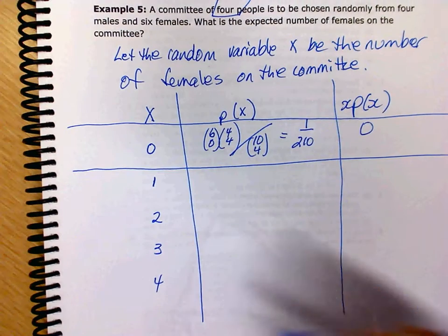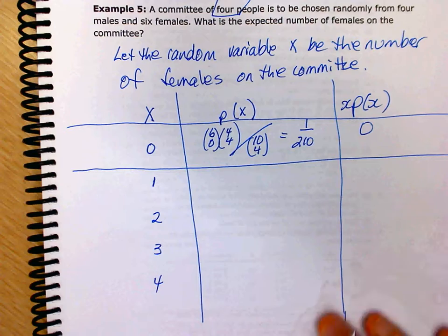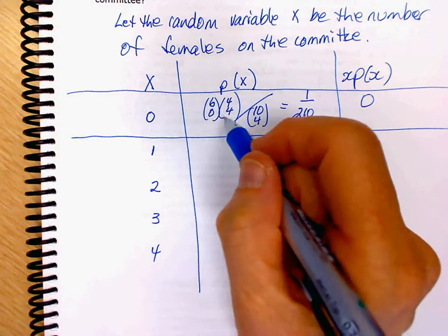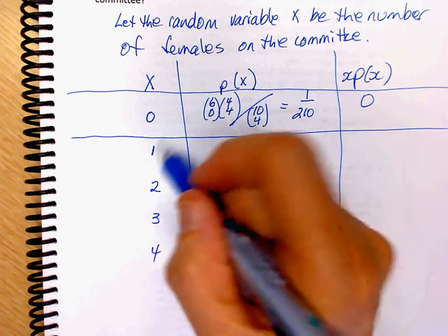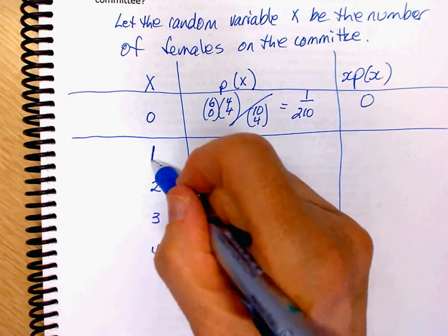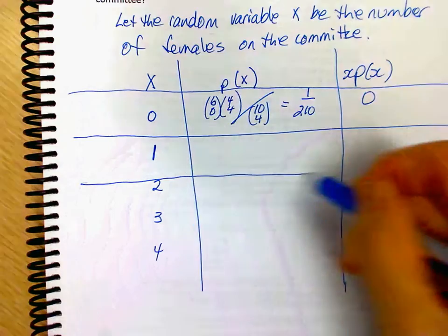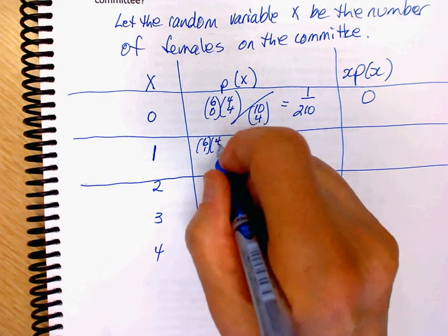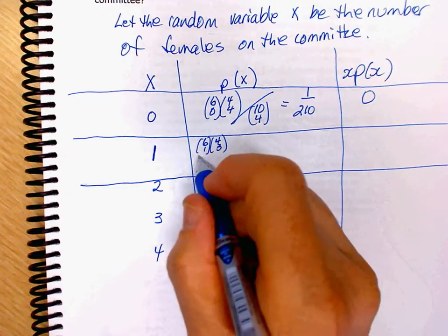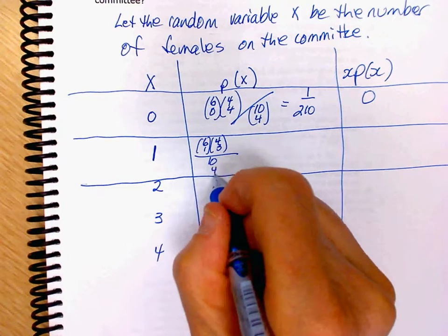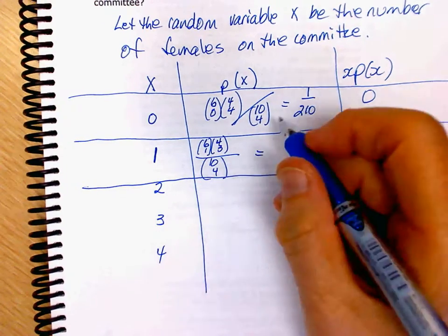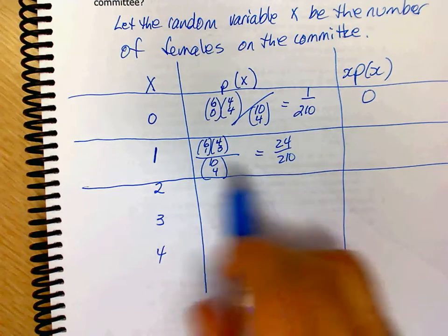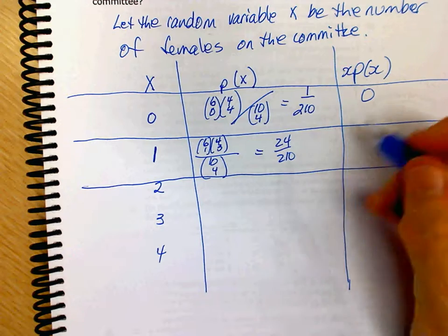Now what's the probability of having one female on the committee? Well, we're going to go 6 choose 1, 4 choose 3. Now we only need 3 males. Over 10 choose 4, and that is equal to 24 over 210. And when we go x times p of x, 1 times 24 over 210 is 24 over 210.